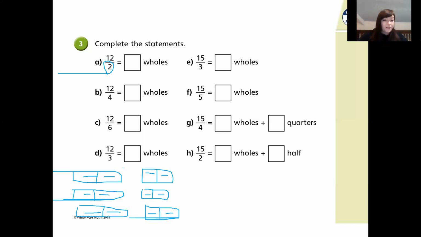Okay, so here I can see that I've got 1, 2, 3, 4, 5, 6, 7, 8, 9, 10, 11, 12. So I've got 12 halves. Can anyone tell me how many wholes I've got? I've got 1, 2, 3, 4, 5, 6 wholes and no parts. Just pause the video and think about why you don't have any parts.